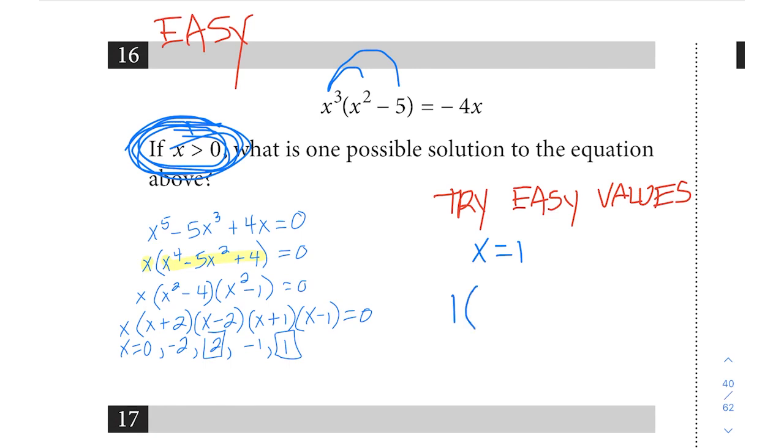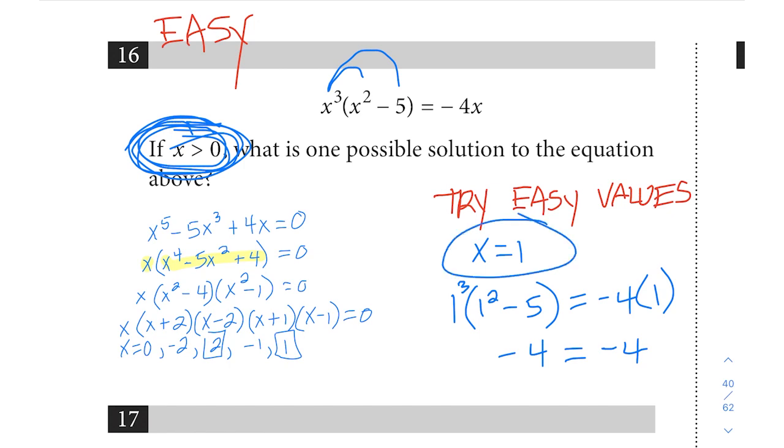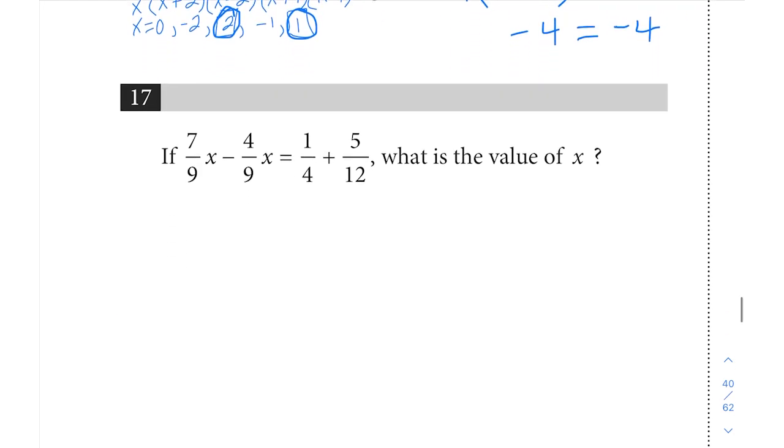So here I'd have 1 cubed, which is just 1, and then 1 squared minus 5 equals -4 times 1. Let's see if that works. That would be 1 times -4, which would be -4 on the left, equals -4. Oh my gosh, let's look at that. 1 did work. So I could just test out some easy values and see if they work. And if 1 didn't work, guess what? As we already saw from the complex factoring we did, we see that 2 is another possible value. But keep that in mind. If you have an easy question and you're stuck, try easy values, and you'll be surprised how often that works.